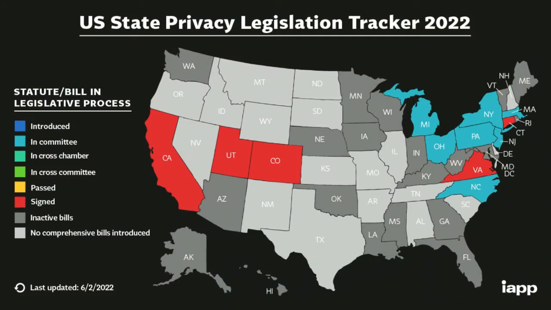This map from the International Association of Privacy Professionals shows that for 2022, 5 states in the U.S. have signed privacy legislation, including California, Utah, Colorado, Virginia, and Connecticut. 7 other states have privacy legislation currently in committee, including Michigan, Ohio, North Carolina, Pennsylvania, New York, Massachusetts, and New Jersey.